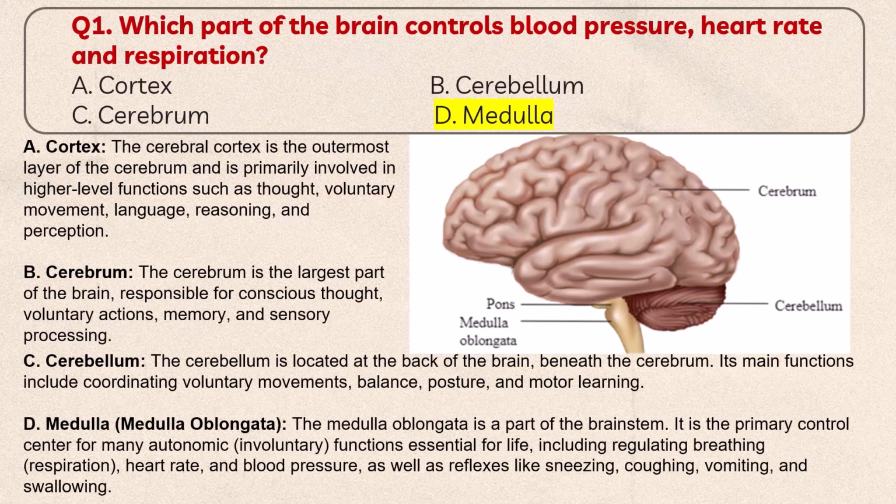So when you take the overall structure of the brain, you can see here the cortex is the outermost layer of the brain. It's primarily involved in high-level functions such as thought, voluntary movement, language, reasoning, and perception.